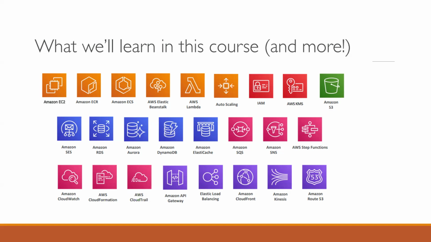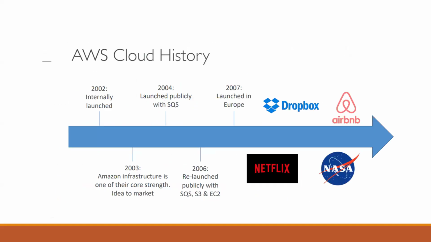So we have many services, for example AI/ML, satellite, media services, game development. They introduced every service over time. In 2006 they started, and they slowly enhanced their features as a service. Okay. So what is the cloud history? In 2002 it was launched internally, and in 2003 Amazon's infrastructure was one of the core strengths, the idea to market. In 2004 it launched publicly with SQS. In 2006 it relaunched publicly with SQS, S3, EC2. In 2007 they introduced it in Europe.